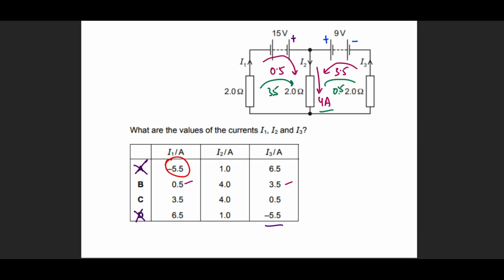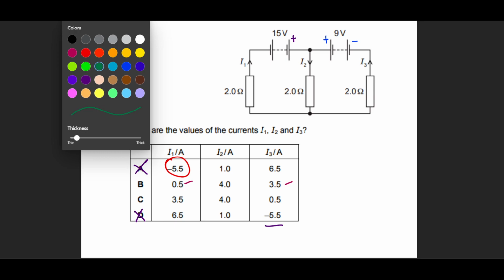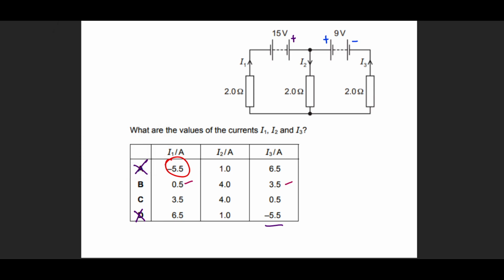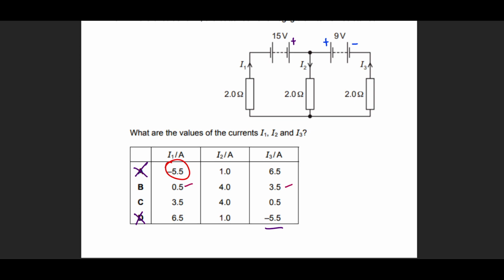Again, 4 looks all right. Now, Kirchhoff's first law checks out. The sum of currents entering the junction is equal to the sum of currents leaving the junction. It checks out. So what do we do now?